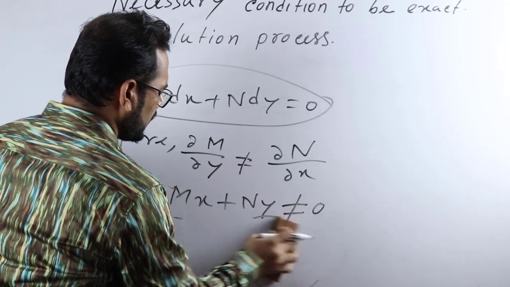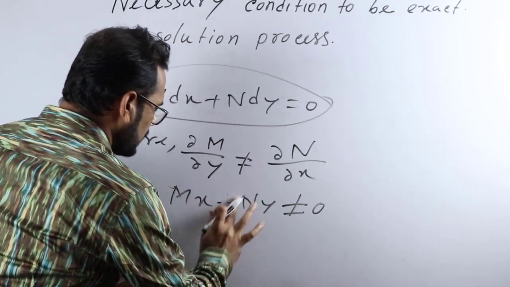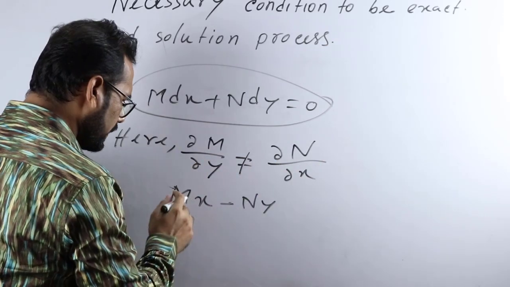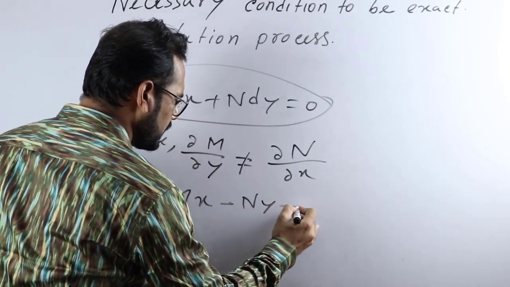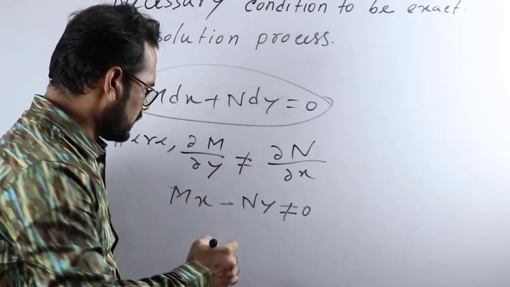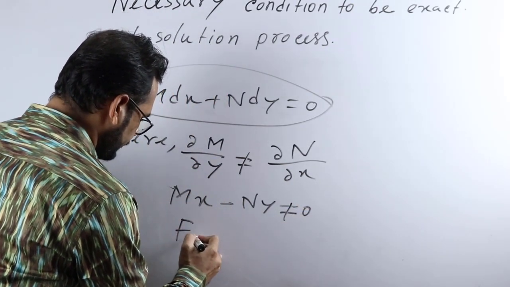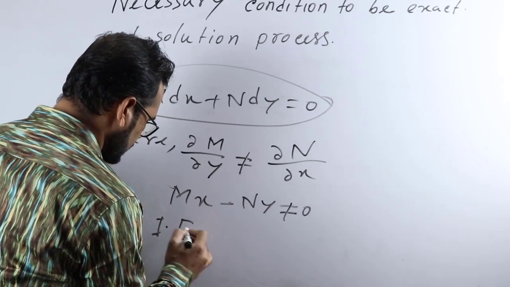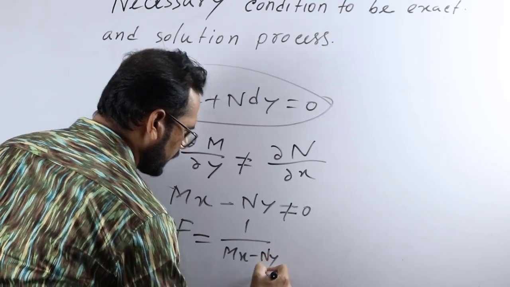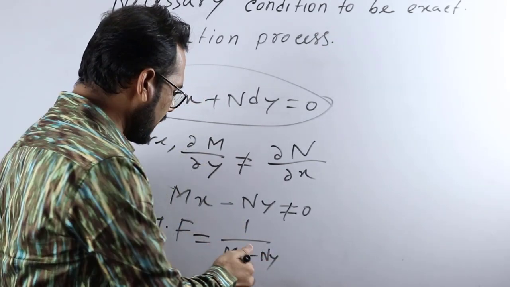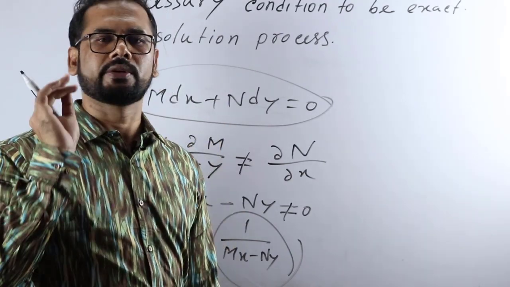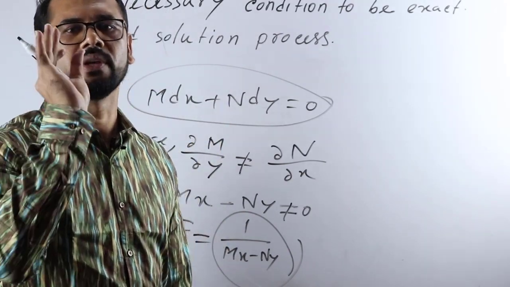Now, if this is not equal and Mx minus Ny is not equal to 0, then our integrating factor will be 1 divided by Mx minus Ny. We have to just multiply this term by this equation and integrate. We will get the result very easily.